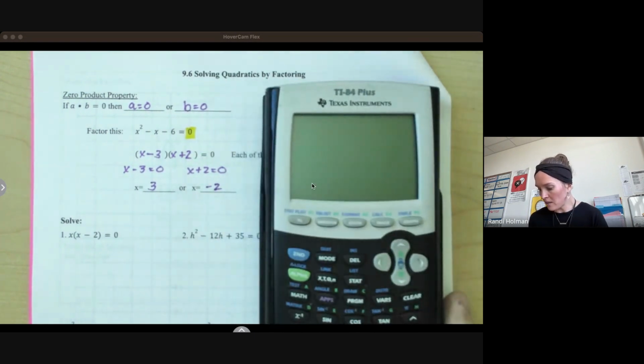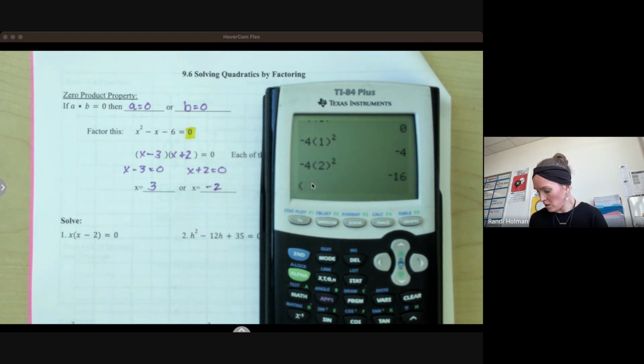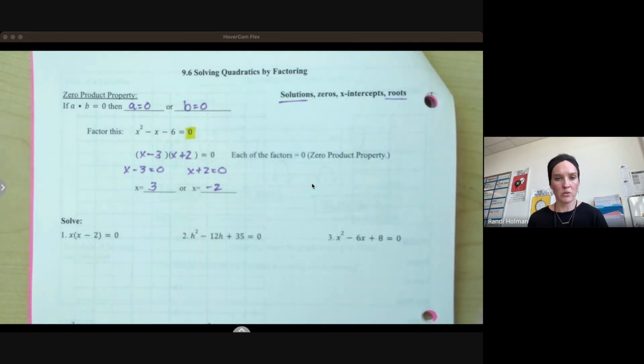If I take either of those things and plug it into our original equation, so if I put in 3 squared minus 3 minus 6, I should get 0. And also if I put in -2 squared minus -2 minus 6, I should also get 0. They're both zeros of that equation. They are both solutions to that quadratic equation.